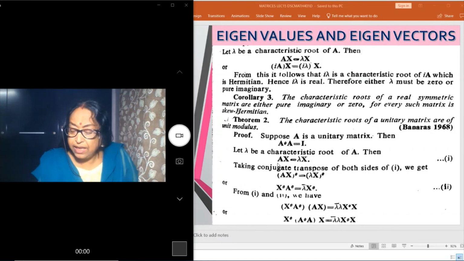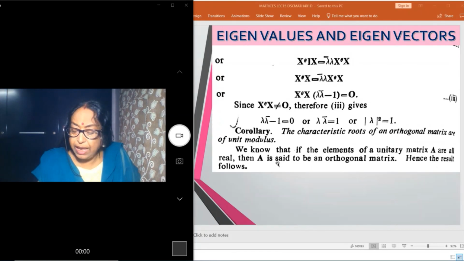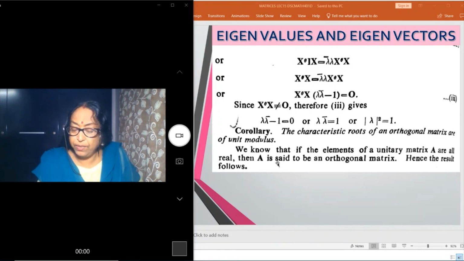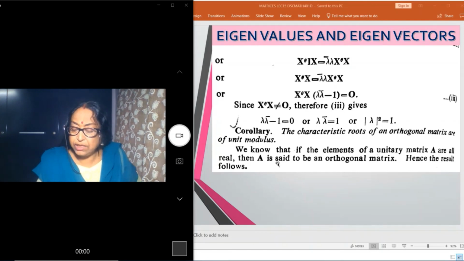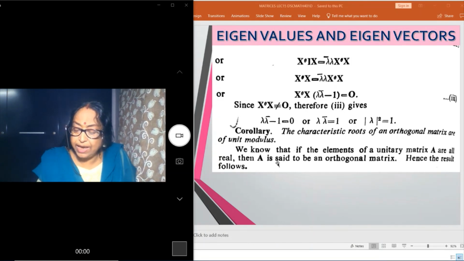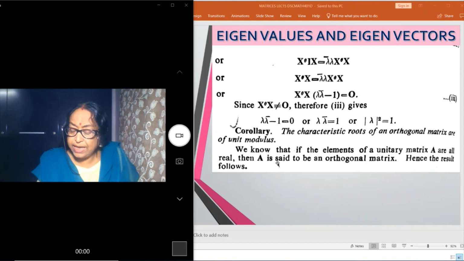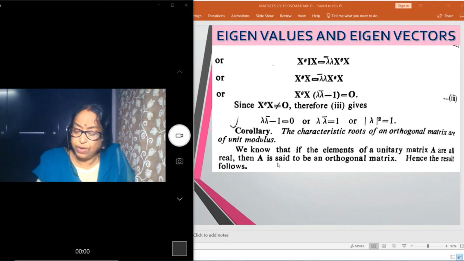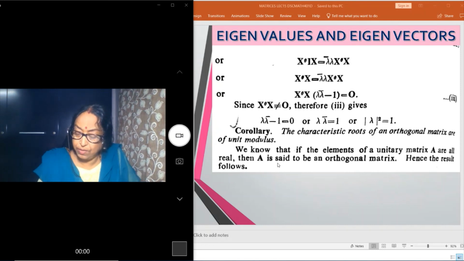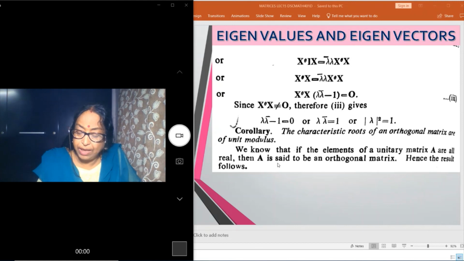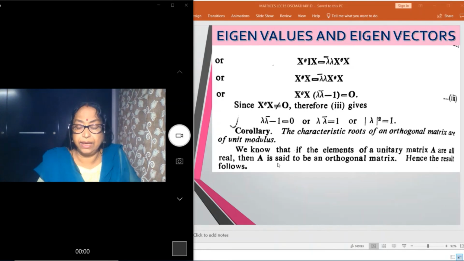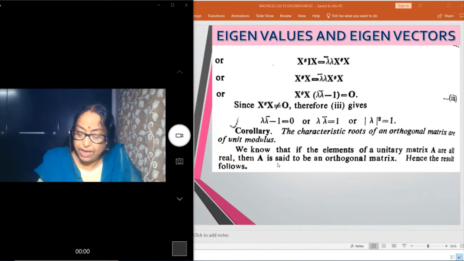So x theta into x is equal to lambda bar into lambda into x theta into x, which follows that x theta x into (lambda bar lambda minus 1) is equal to 0. Since x theta x is not equal to 0, therefore lambda bar lambda minus 1 is equal to 0, or lambda bar lambda is equal to 1. So we can write modulus of lambda squared is equal to 1.